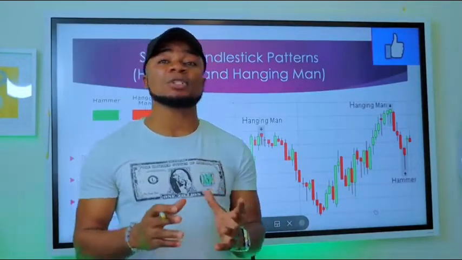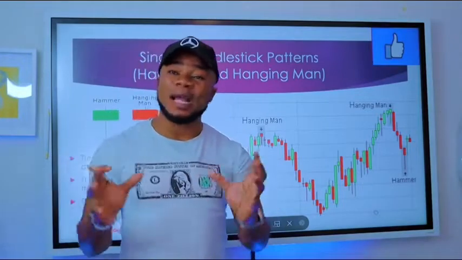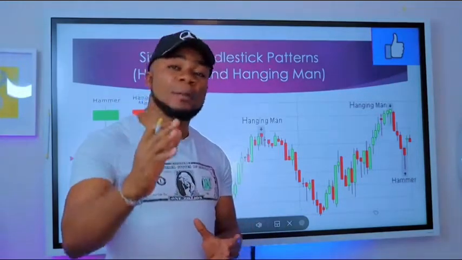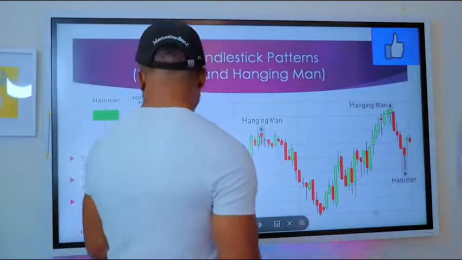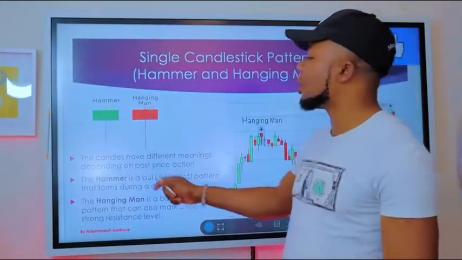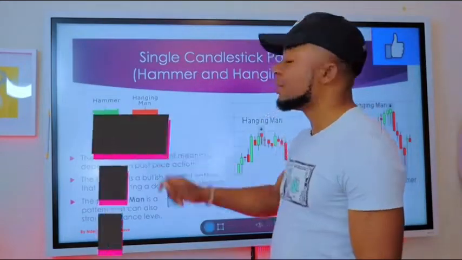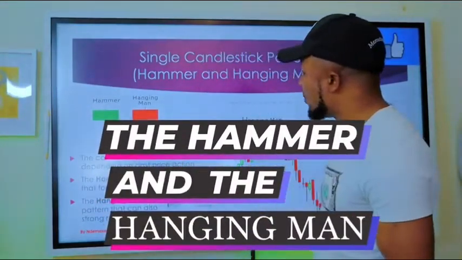After the basic candlestick patterns, let's go to what we call single candlestick patterns. That means in this particular candlestick pattern, you need just the confirmation of one candle to give you a clear direction in which the market is going to go. All right. So with that being said, under single candlestick patterns, you can see here we have what we call the hammer and the hanging man.